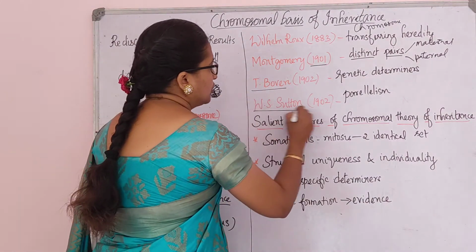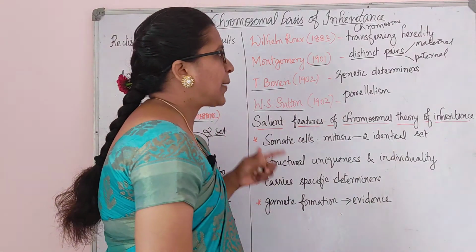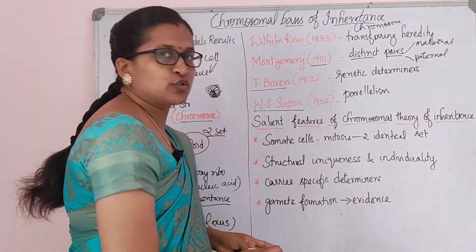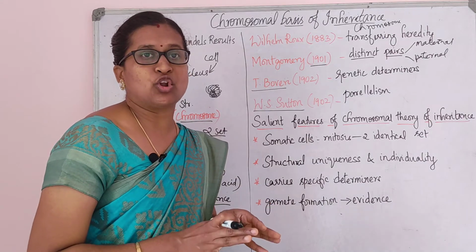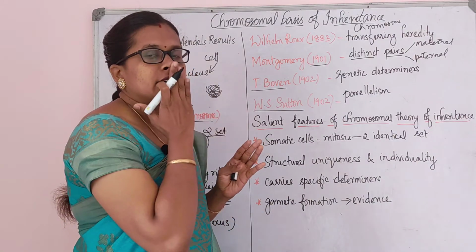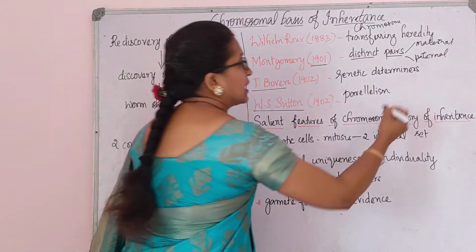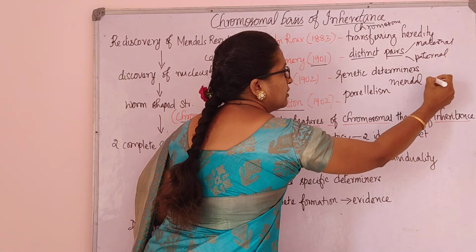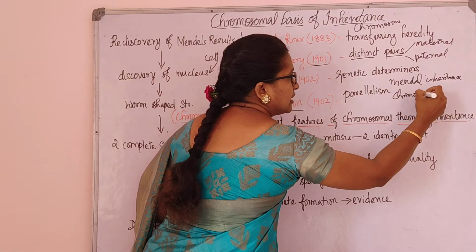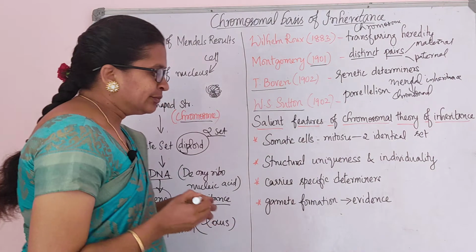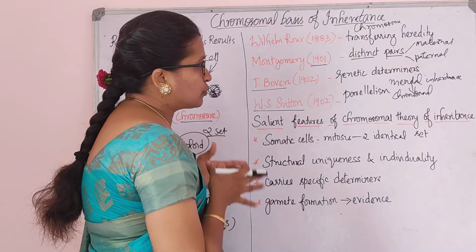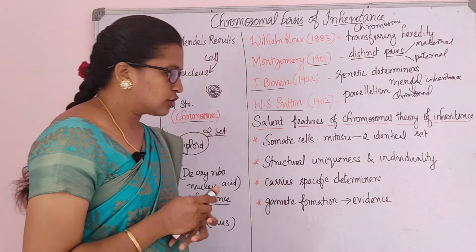Later in the same year, W.S. Sutton told about parallelism. So what is this parallelism? He is telling that the behavior of the chromosomes and Mendel's inheritance laws are almost the same. Both are parallel to each other. Mendel's inheritance and the chromosomal behavior are similar, and he recognized that there is a parallelism between Mendel's inheritance and these chromosomes.